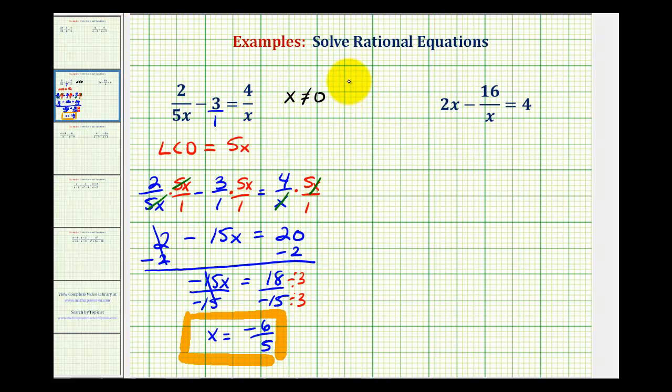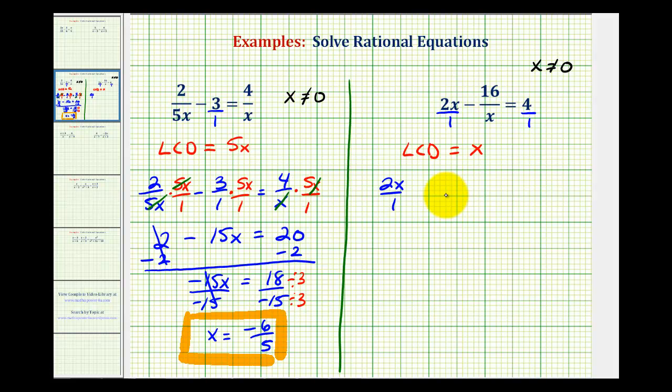Let's take a look at our second example. Notice again we have a denominator of x, which right away means x could never be 0 since we'd have division by 0. And now to determine what to multiply both sides of the equation by, notice how here we have a denominator of 1, a denominator of x, and another denominator here of 1. So this one's pretty straightforward. The least common denominator would be x, so we're going to multiply both sides of the equation by x. So we'll have 2x over 1 minus 16 over x equals 4 over 1. And now we'll multiply both sides or each term by x, or x over 1.